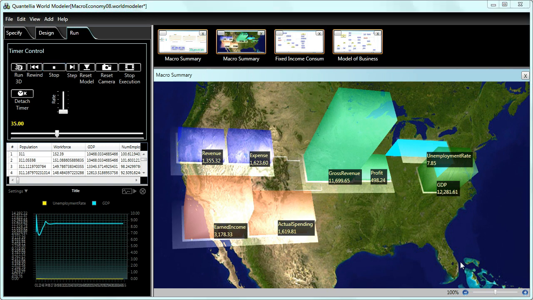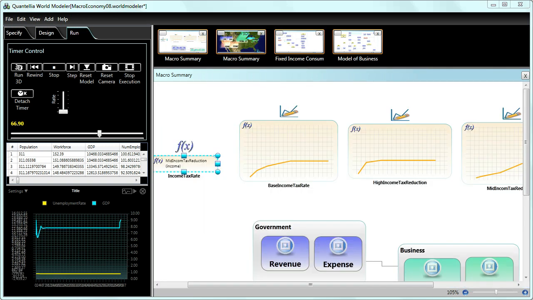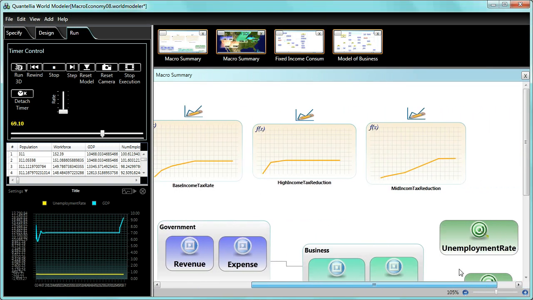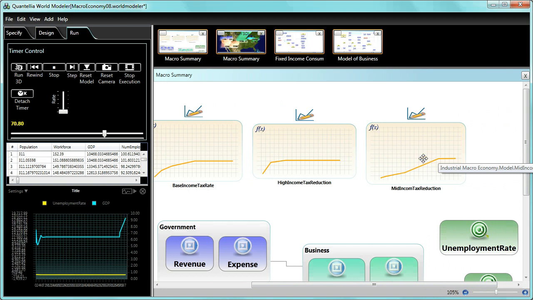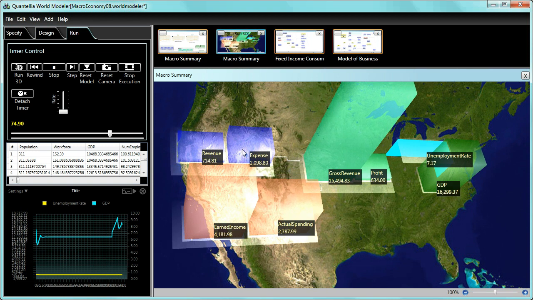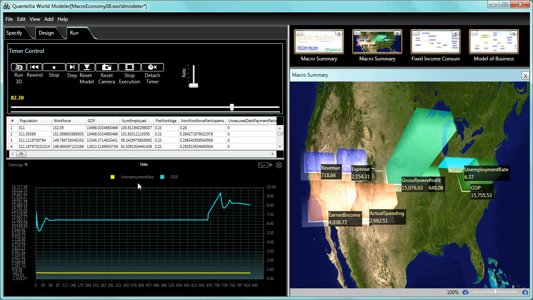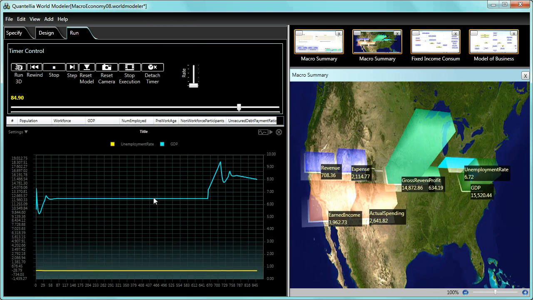So the question now is, what happens if we change the tax policy to one in which we actually tax the wealthy at a higher rate? And we're going to do that at the same time that we reduce taxes on middle income earners. So let's go back and let's take a look at what's happening to the model now that I've made those changes. What you can see is that the unemployment rate has dropped substantially and the GDP has risen. And so we do see quite a substantial difference with this policy if we would implement it today compared to what's been going on over the last few years.